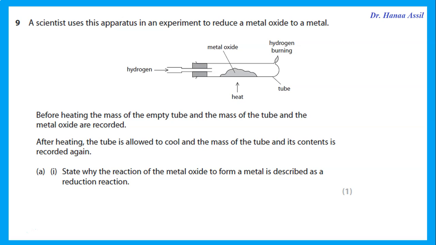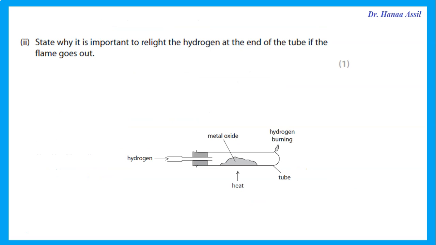State why the reaction of the metal oxide to form a metal is described as reduction. So if I'm starting with, for example, magnesium oxide and I'm changing it to magnesium, why is this reduction? Because this is loss of oxygen. Remember, loss of oxygen is reduction.